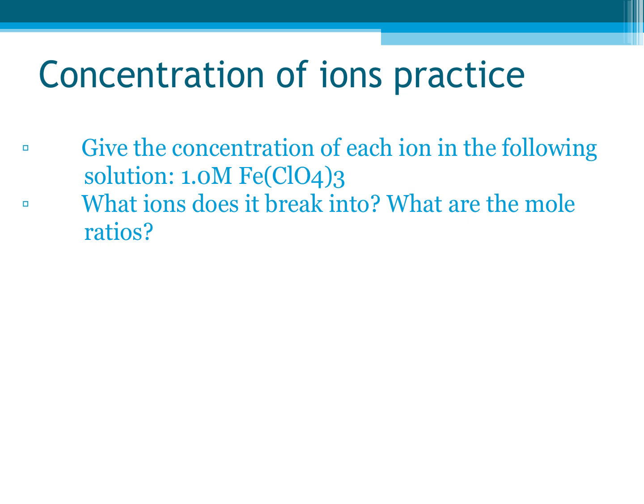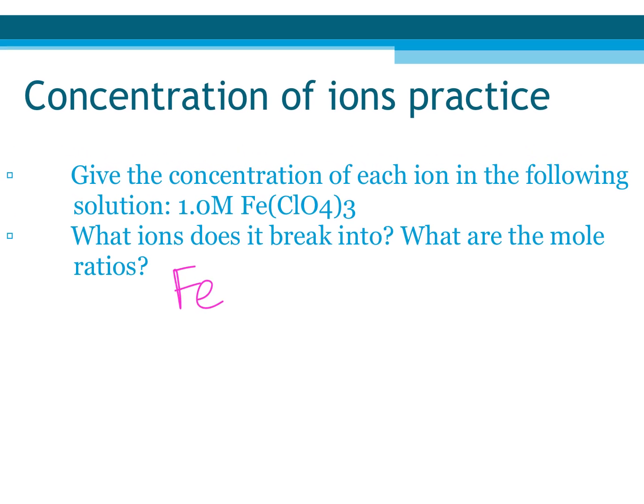Okay. So give the concentration of each ion in the following solution. This is iron 3 perchlorate. So let's talk about what ions it will break into. Iron and perchlorate. Good. And what would iron's charge be? Oh, it's the Roman numeral. Right. It would have a Roman numeral. So look at it. It would be here.